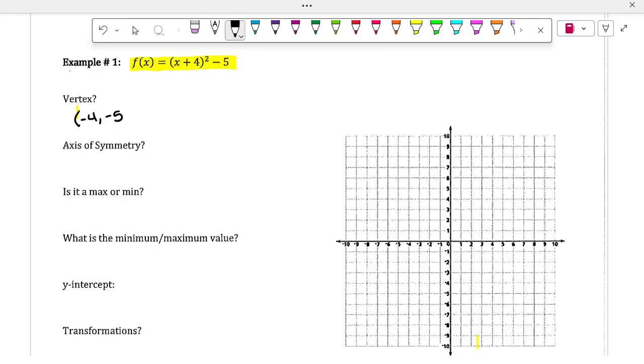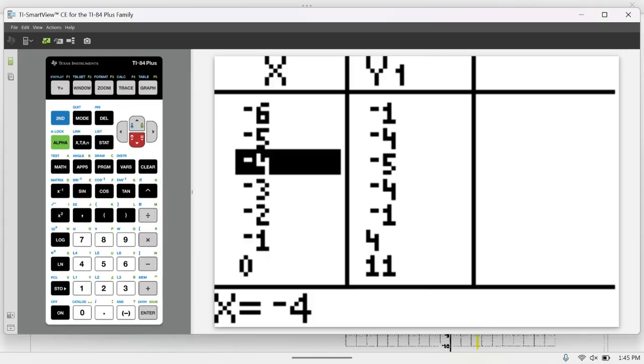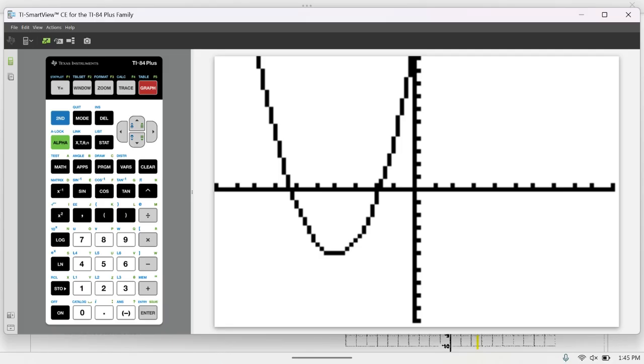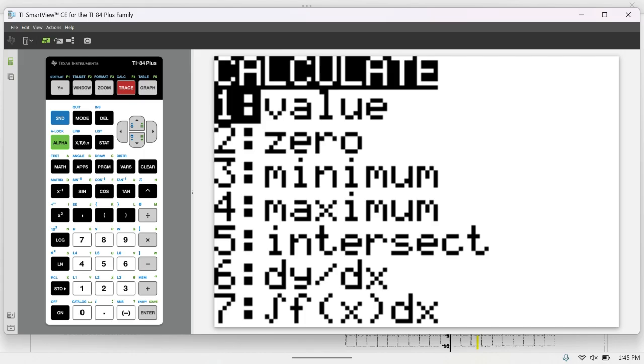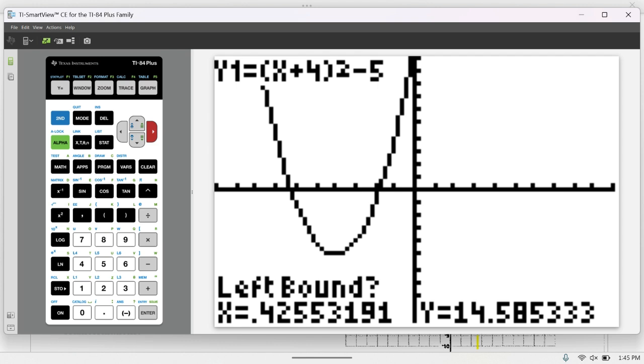So it would be -4, -5. Now, just for funsies, just to double check, instead of using the table, I'm also going to use the calculation feature. So I'm going to hit graph first. Then remember, you're going to hit second and then trace. Was that vertex a max or min? It's a min. So I'm going to hit 3 to calculate that minimum.